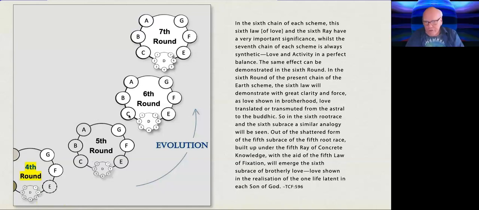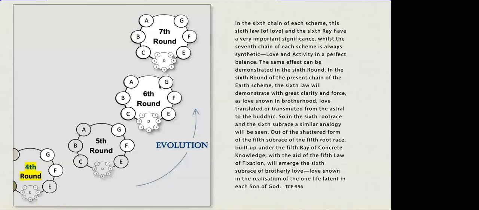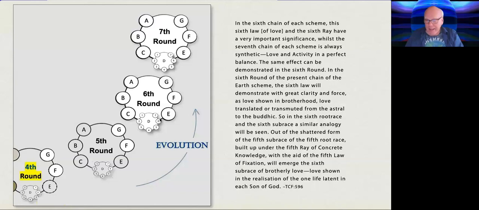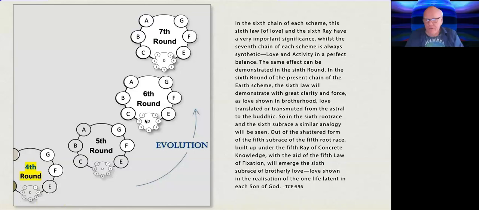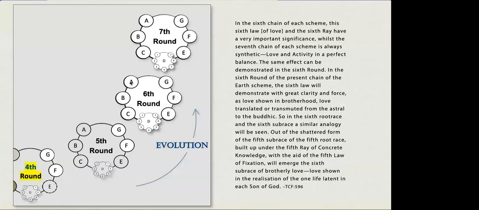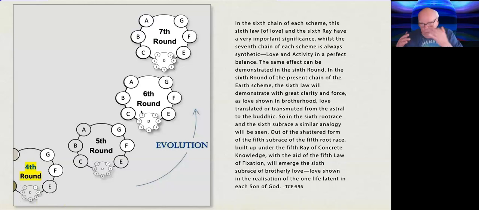Yeah, let's just look at this one that's lit up here, the 6th round. So these A, B, C, D, E, F, G are globes. There's 7 globes in this round. On each of those globes, there are 7 root races. That's a literal number. You can take this and move it over here because there's also 7 root races on globe A, B, C, E, F, and G, right?